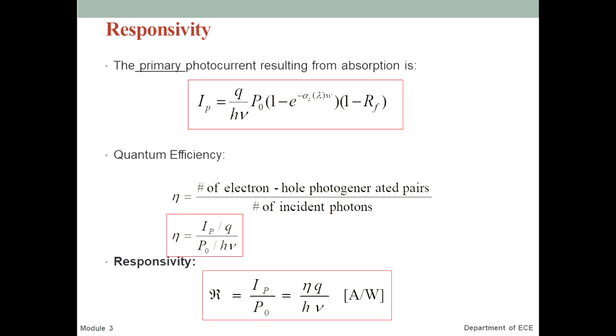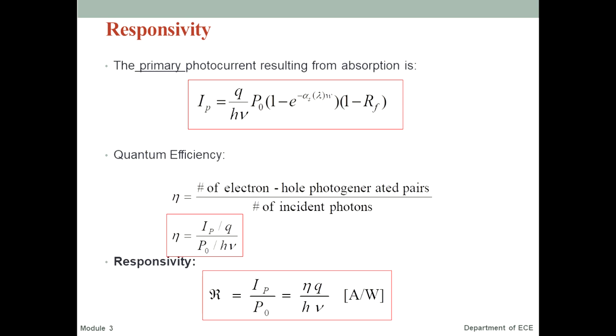In the detector we should know about two important terms: responsivity and quantum efficiency. So first, primary photocurrent IP, quantum efficiency eta, and responsivity R. The primary photocurrent results from absorption. Here the main function is absorption. Due to the absorption, the photocarriers are separated and they will be collected at the appropriate point. Here it leads to generation of current called the primary photocurrent. IP is given by q by h mu into P naught into 1 minus e power minus alpha s of lambda into W into 1 minus RF. Here reflectivity is taken into consideration.